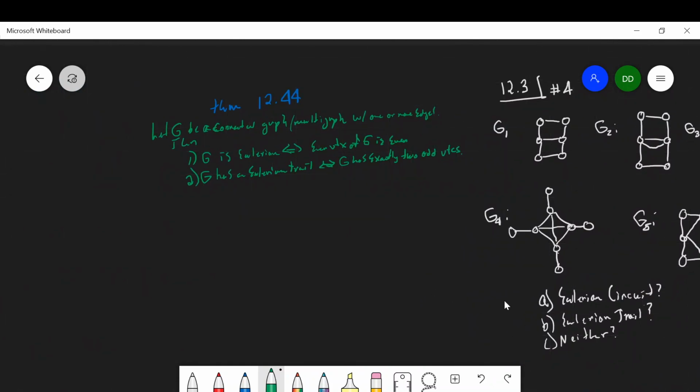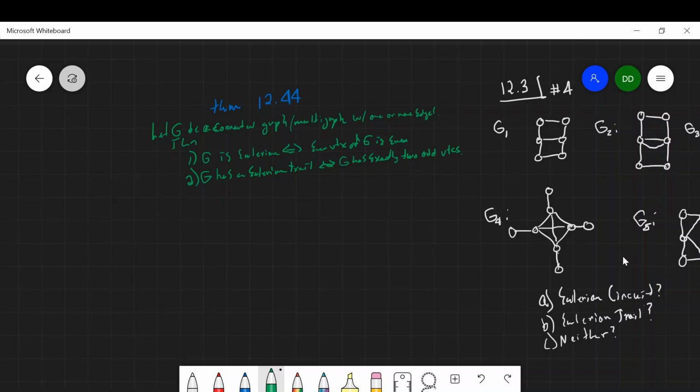If we have a connected graph with at least one edge, or multigraph with at least one edge, then we know 2 things. We know that G is Eulerian, so that is, it contains an Eulerian circuit, if and only if every vertex of G is even. We also know that the graph will have an Eulerian trail if and only if the graph has exactly 2 odd vertices, so exactly 2 vertices of odd degree.